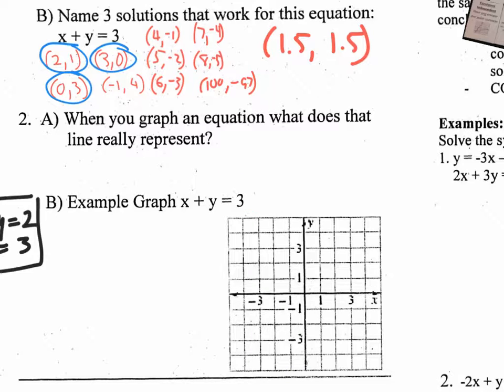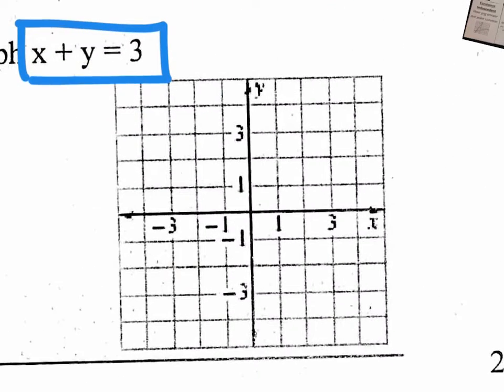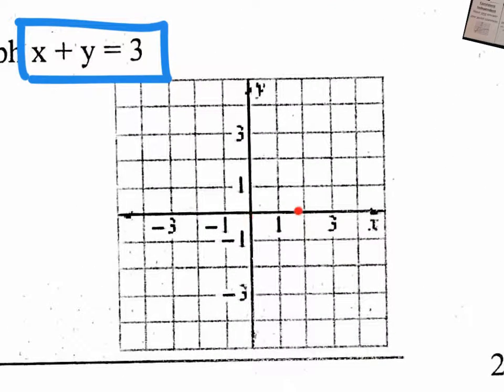Let me graph this equation right here. I want to make it with the blue line, and it's going to be represented with these 3 coordinates, (2, 1), (3, 0), and (0, 3). So (2, 1), 2 on the x, 1 on the y is right there. (3, 0) is right there. (0, 3) is right there. What do you notice about these 3 dots? They all line up, correct? They all line up, all right?